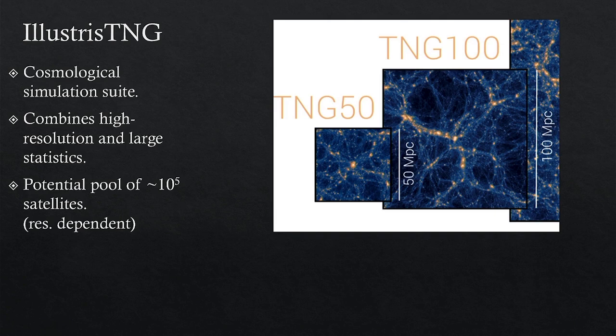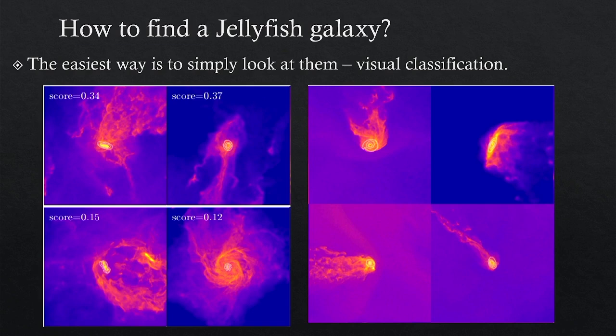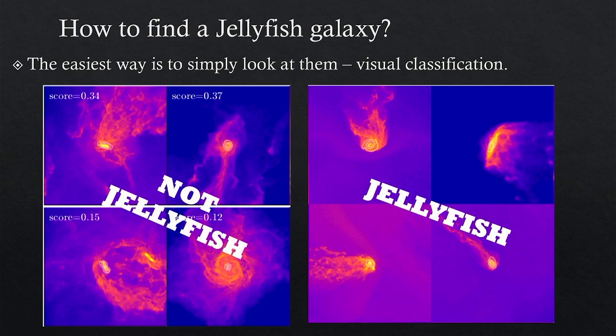And this gives us a potential pool over several snapshots of order 10 to the 5, maybe even more candidates to look through. And the way we decided to look at jellyfish galaxies is the way that most people look for jellyfish galaxies, just looking at them. And just looking at this picture, it's easy to see why these would be called jellyfish and these would not.